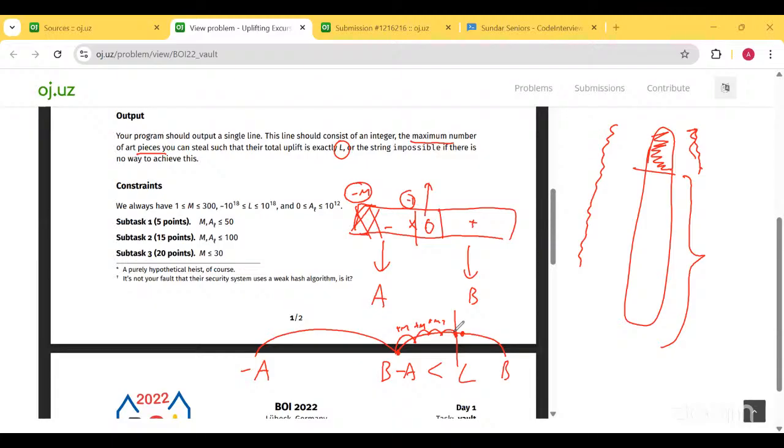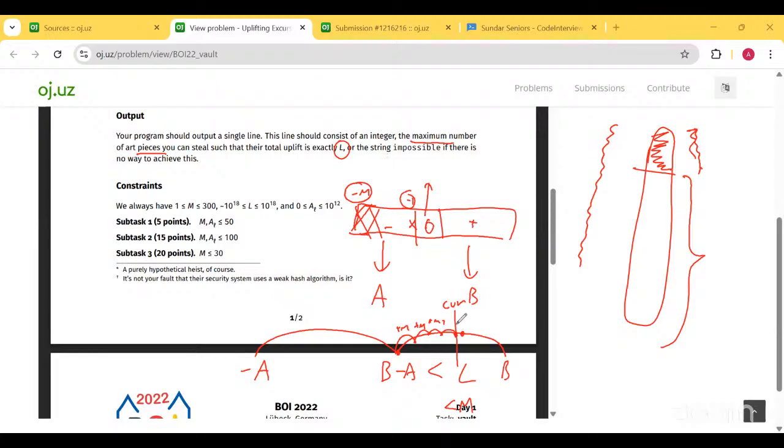But now the current uplift and L, the distance is small. Of course, the distance is less than M, right? Is it understood? Is there any question? All right. If there is no question, let's continue.